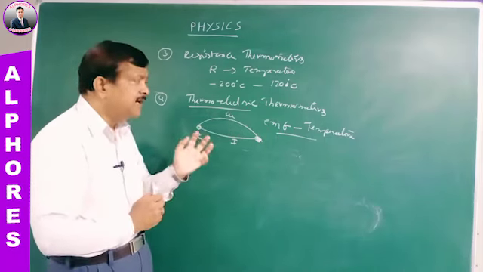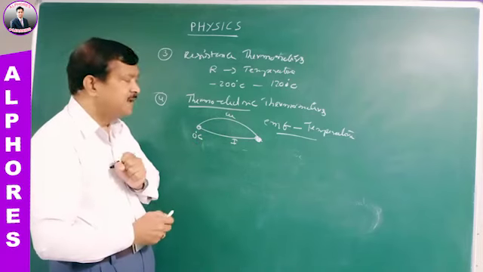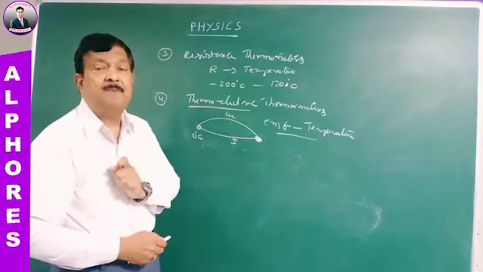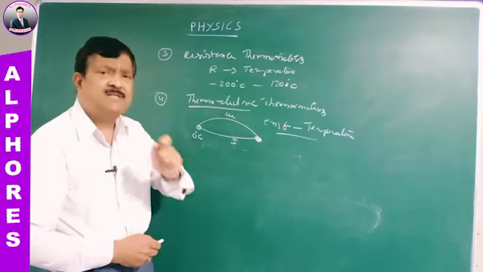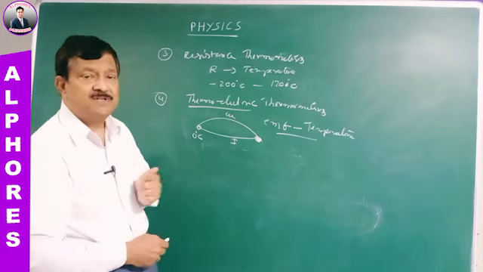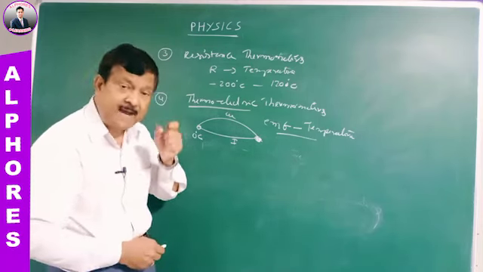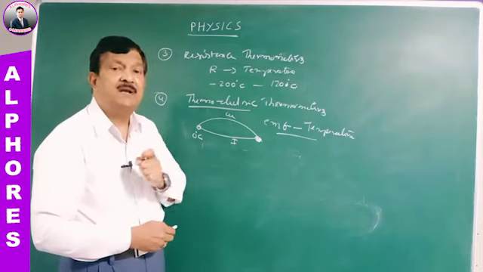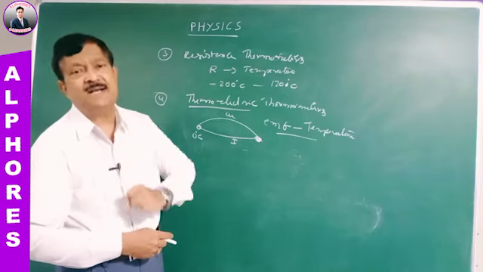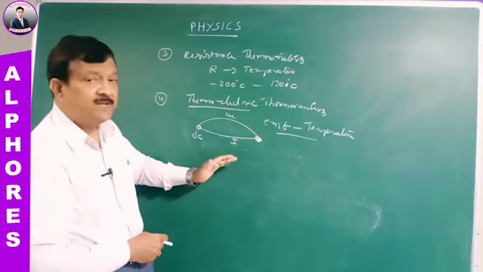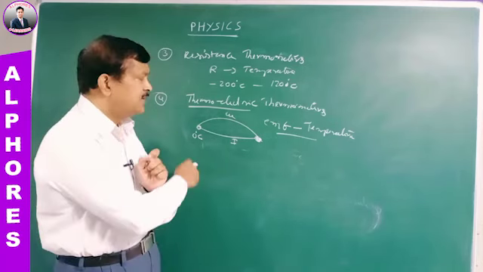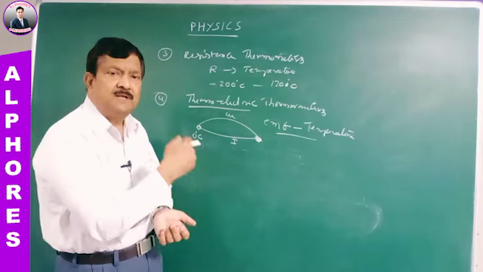But the importance of these thermometers is that these junctions can be prepared in very small size. By a minute size also we can prepare the junctions. Because of that minute size, they can be used to measure the temperature of the bodies of small insects also. That is the advantage.